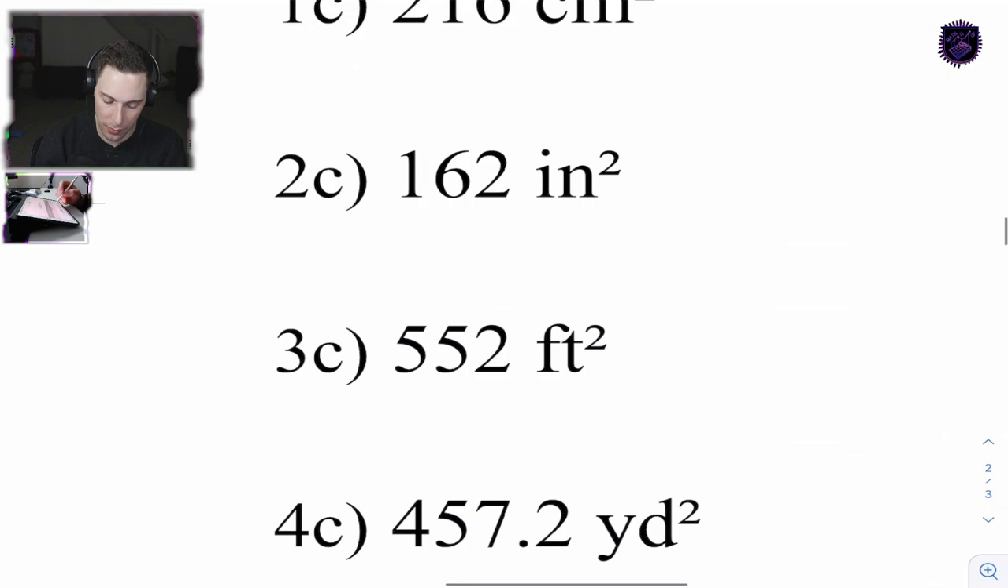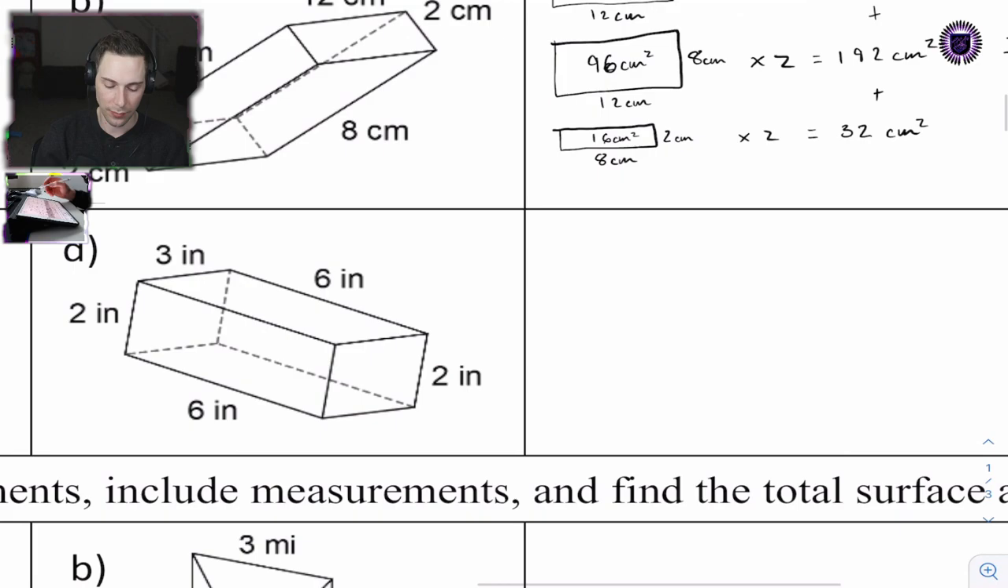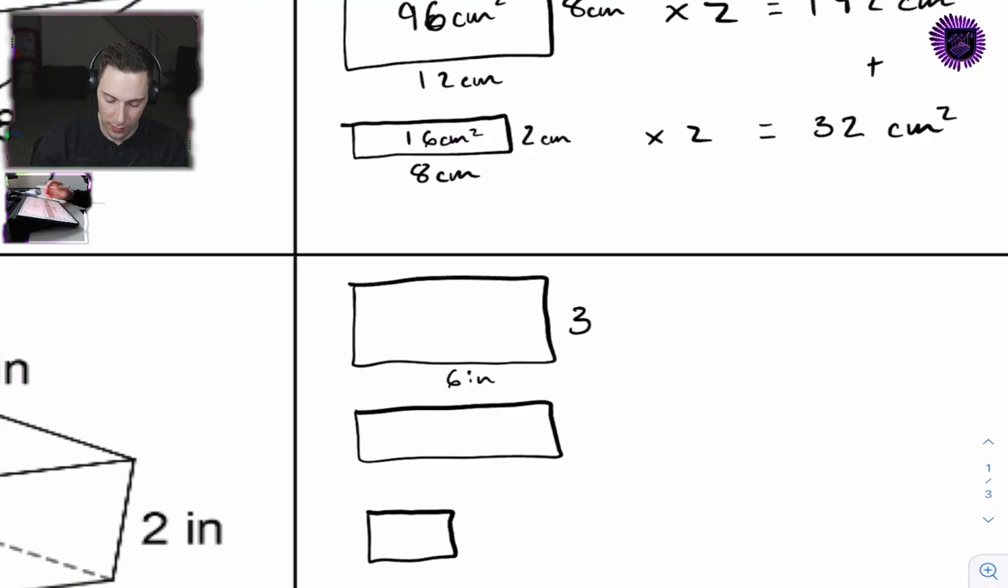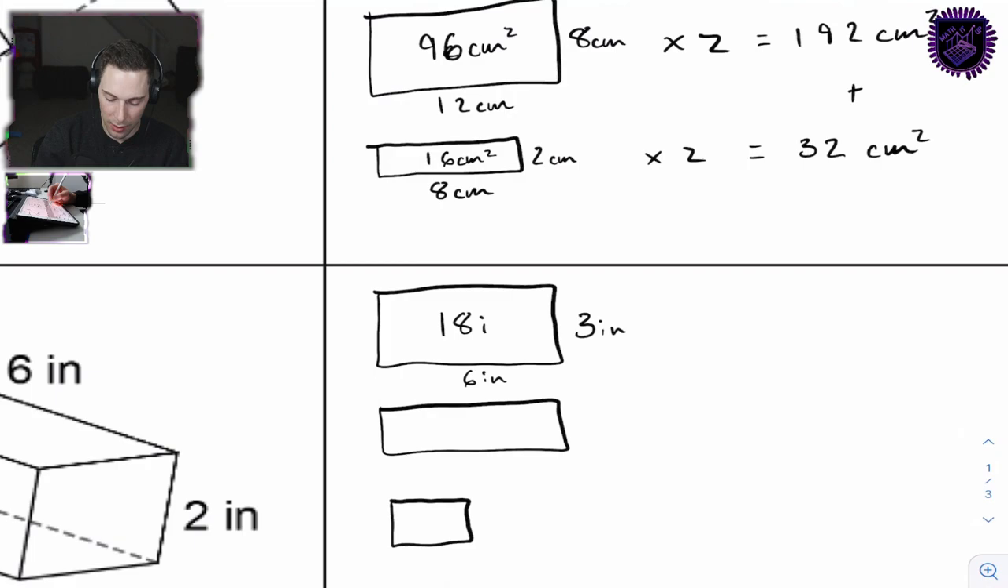So we have 6 by 3, 2 by 3, and 6 by 2. All right. So we have two that are similar. And then one that's shorter, 2 by 3. So we have 3 by 6 inches. 3 inches by 6 inches. We'll make that 18 inches squared.